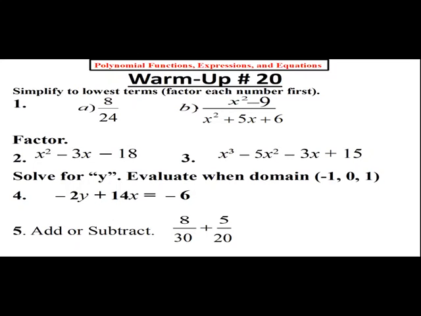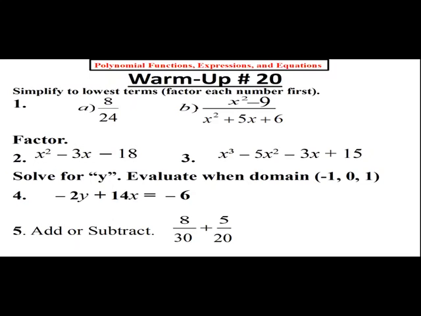All right, guys, so warm-up number 20 reads, simplify to lowest terms and factor each number first. For number 1a, we got 8 over 24. 1b reads x squared minus 9 over x squared plus 5x plus 6. Numbers 2 and 3 is factor. Number 2 reads x squared minus 3x minus 18. Number 3 reads x cubed minus 5x squared minus 3x plus 15.